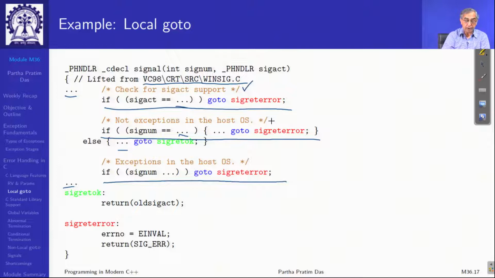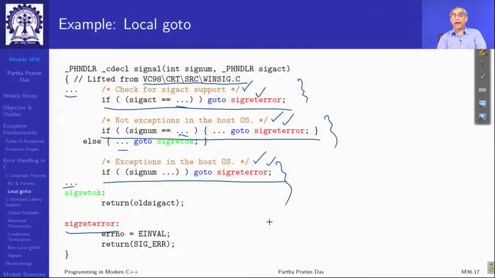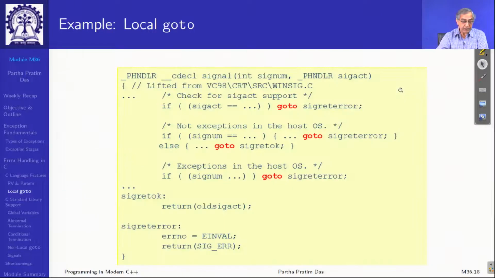I just wanted to show that, well, at different points the programmer is checking for different error conditions like SIGAC support, not exceptions in the host OS, exceptions in the host OS, and so on, and doing a goto to a common label. Gotos are bad, we know, but this kind of disciplined use is good, because otherwise we would need to write the handling code of what happens on that error right at that point, which will be a lot of code repetition, and as you know, any code repetition is bad. Right? So, this is another style which is often used.